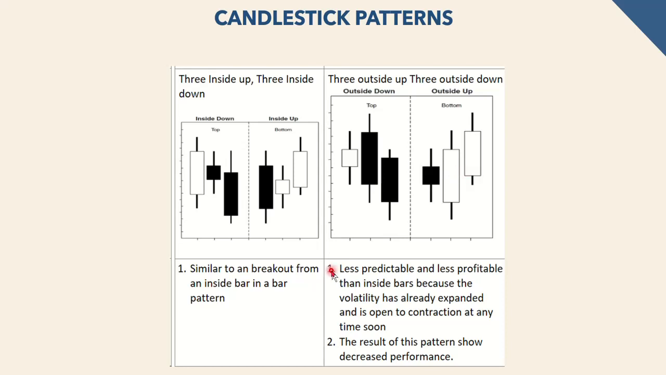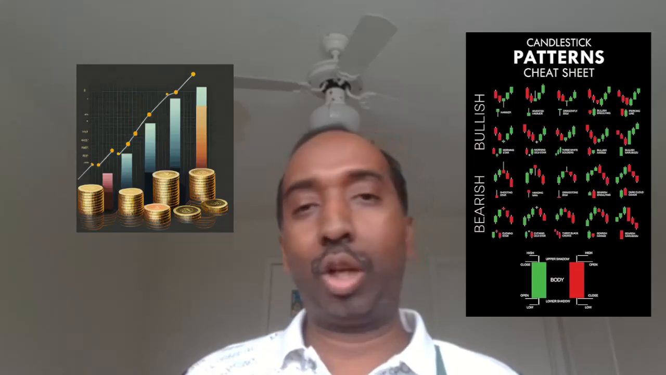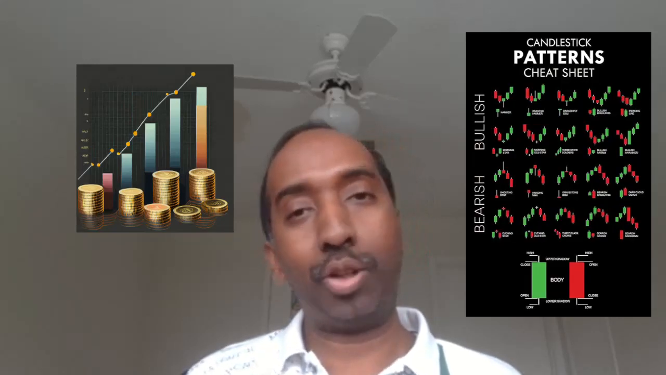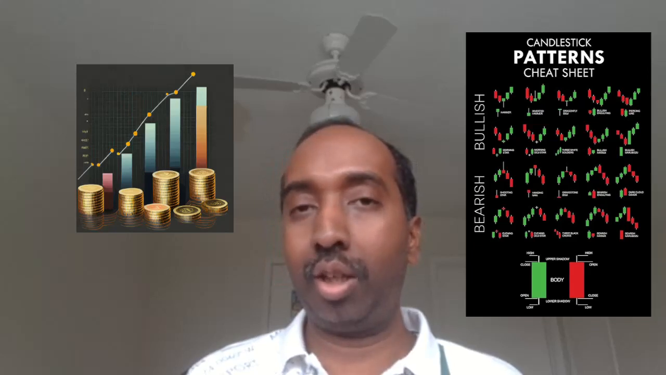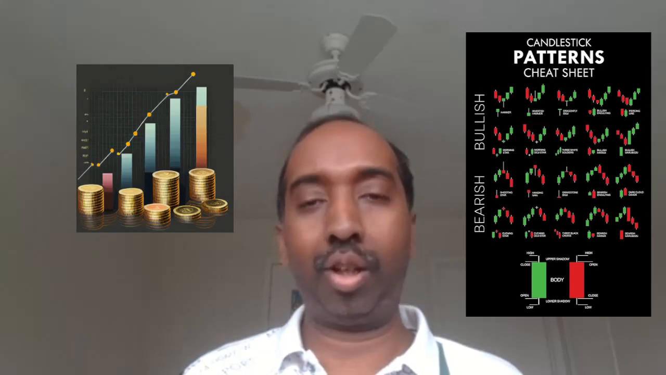This is less predictable and less profitable than the inside bar because volatility has already expanded and is open to contraction at any time soon. The result of this pattern shows decreased performance. Oh, what a ride. Tons and tons of patterns, right? Thank you for sticking till the end of this video. Short-term patterns, now you are aware, happen in bar charts and in candlestick charts. Short-term patterns are reversal patterns, aren't they? We've seen that till now, right?